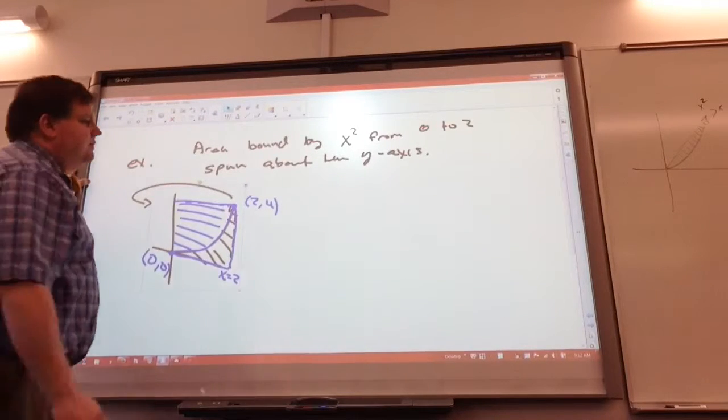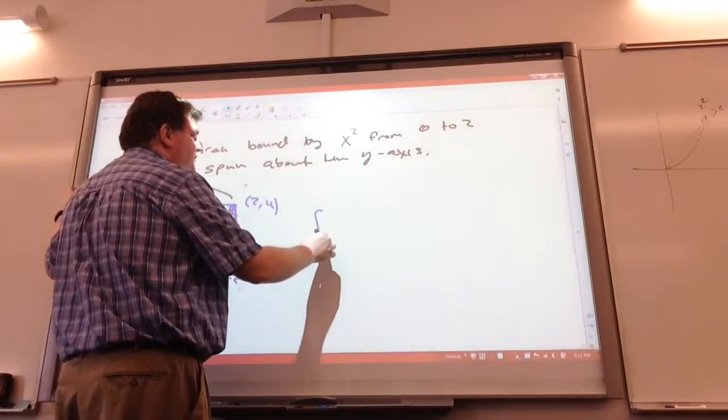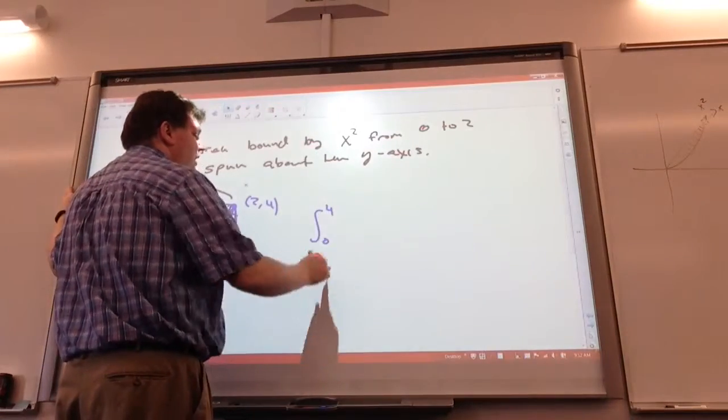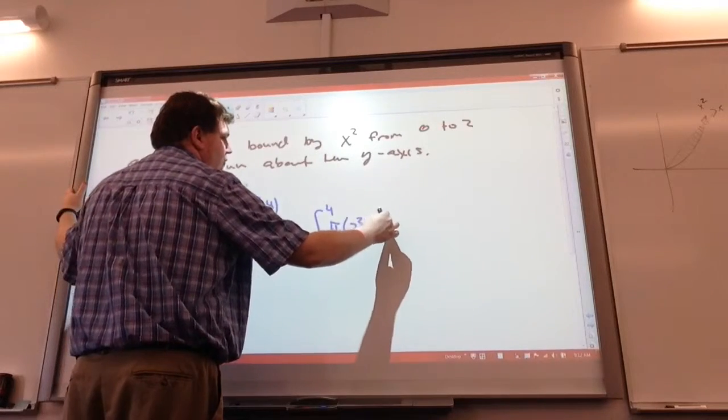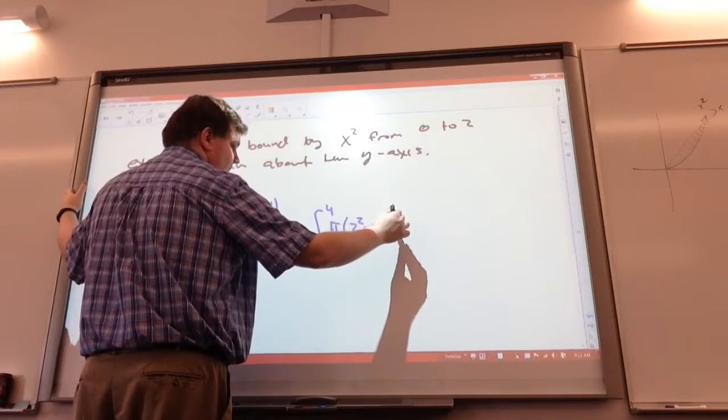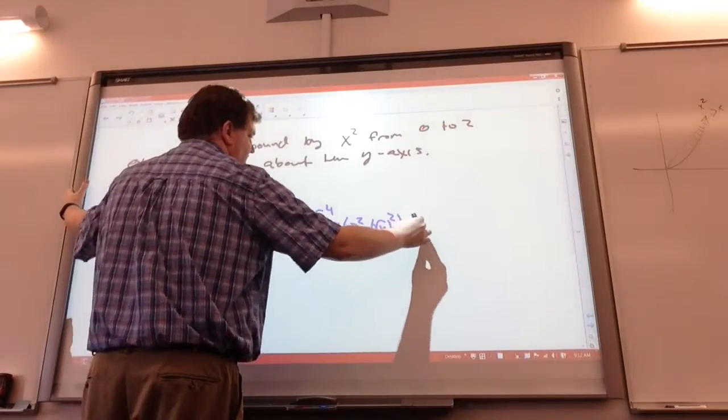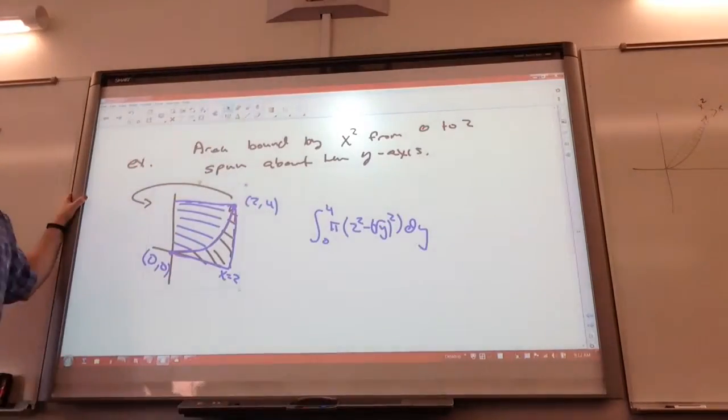So we're going to set up this integral then as the integral from 0 to 4 of pi times 2 squared minus root y squared dy. Okay, and that's how we're going to find the area in black.